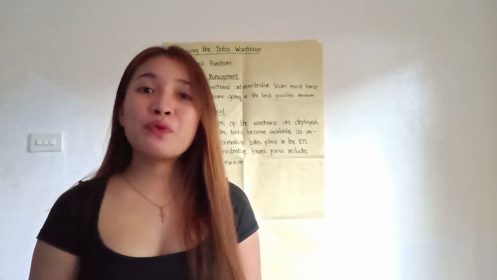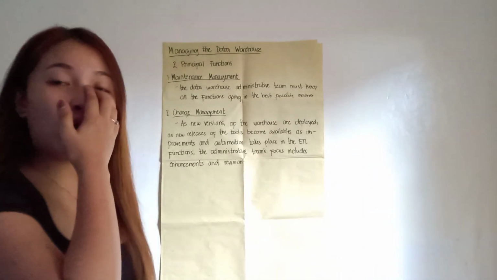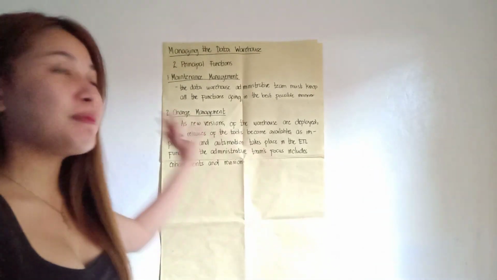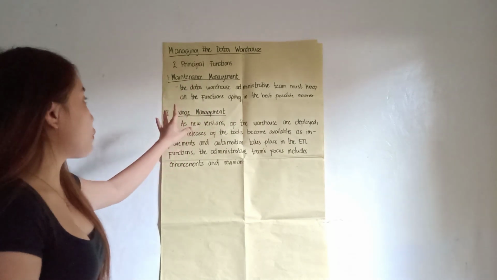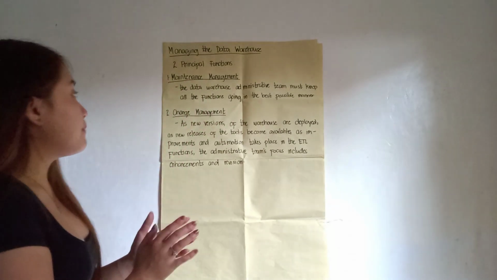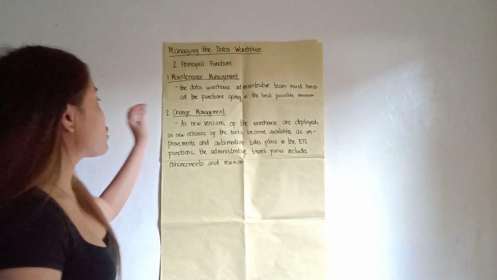Moving on to the last topic, which is managing the data warehouse. Data warehouse management is concerned with two principal functions. The first one is maintenance management. The data warehouse administrative team must keep all the functions going in the best possible manner. The second one is change management.